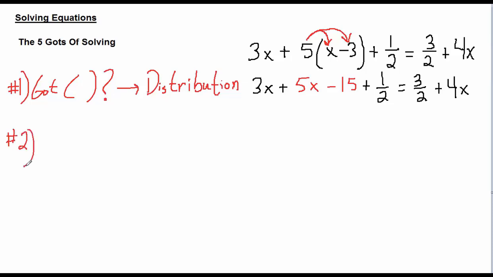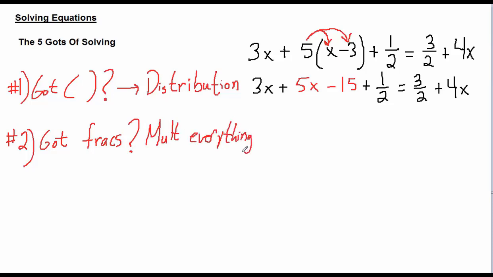The next thing you're going to want to ask yourself is, do you got fractions? If you've ever got fractions in a problem, you're not going to want to deal with those fractions. So the best way to get rid of fractions in a problem is to multiply everything by the common denominator. I'm going to write CD to abbreviate. CD means common denominator. So notice in this problem, I've got fractions. I've got a 2 in the denominator. I've got a 2 here and a 2 here, so I need to multiply everything by 2. So that's what I would do.